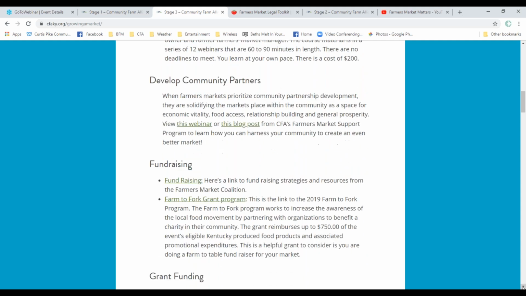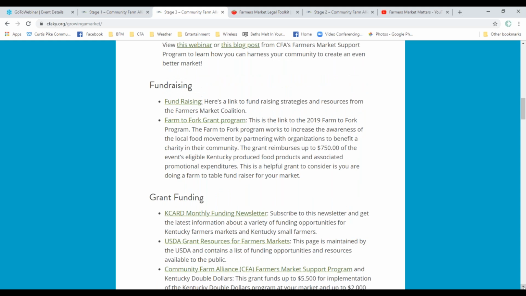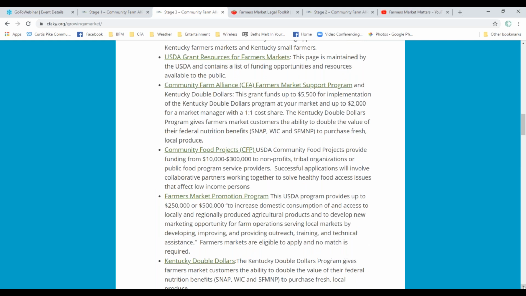Developing community partners, that's another thing that we really help a lot of our markets with, especially with getting financial support. So we have a webinar and blog about that, of how you really expand your market there. And then fundraising, which is kind of linked into community partners and grant funding.